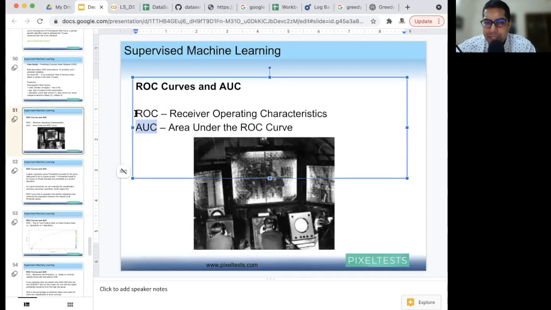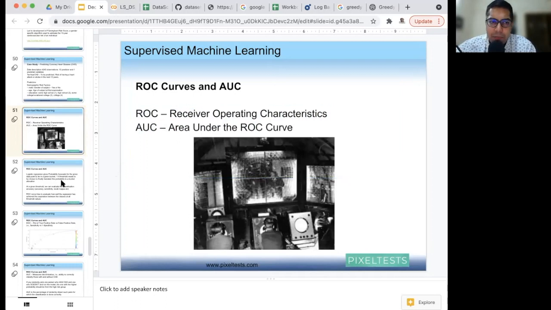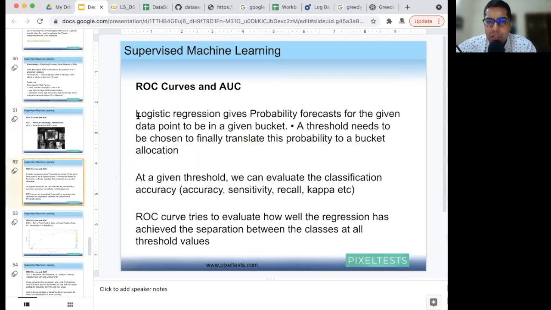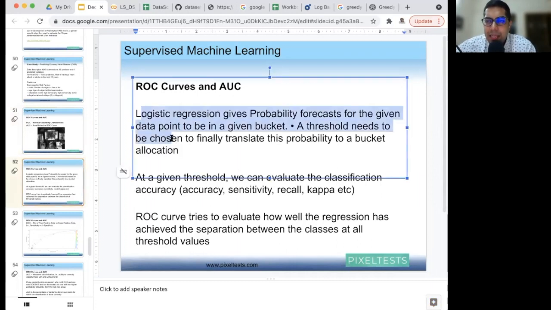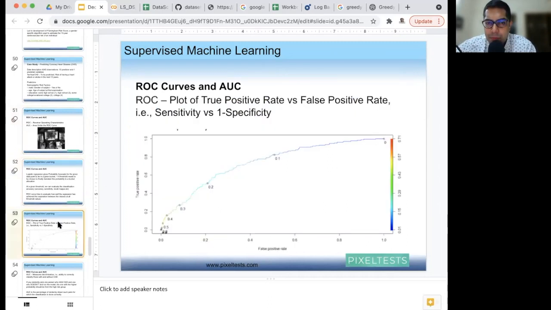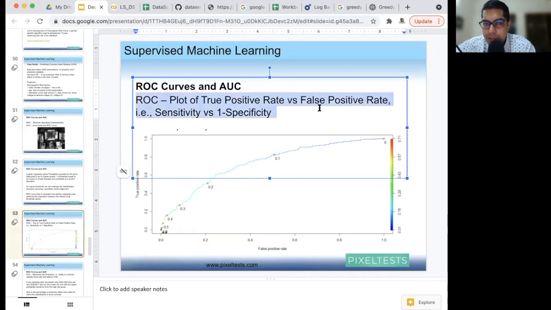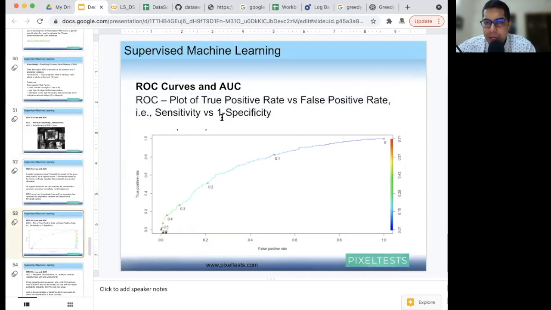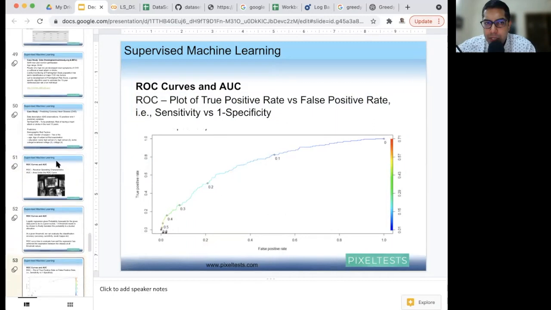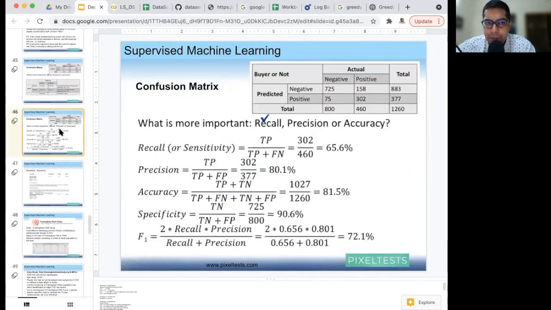Why do we have this weird name? The etymology is really nice. Feel free to read up on it. It comes from the radar industry. So let's look at the formula. The ROC curve is nothing but the plot of the true positive rate versus false positive rate, or sensitivity versus specificity. One more small nomenclature point, I forgot to tell you this.